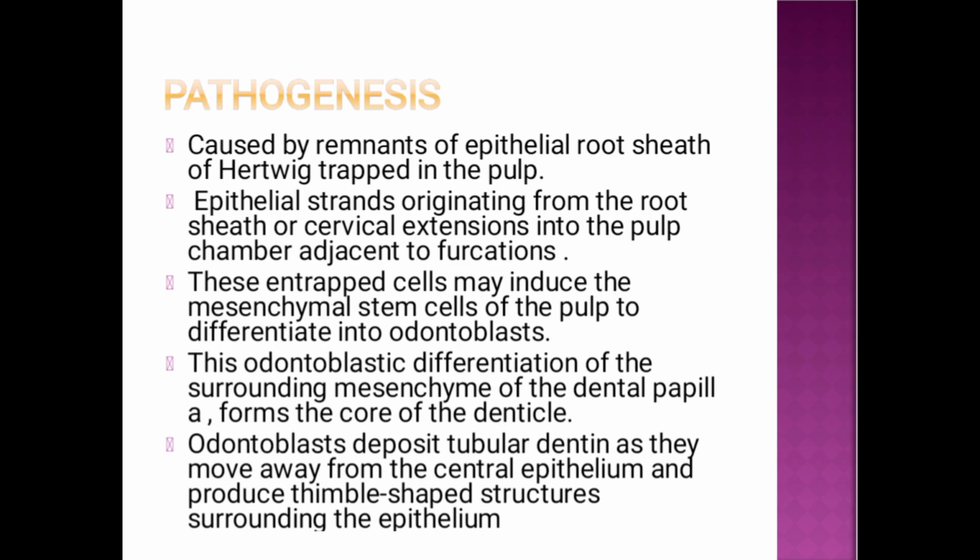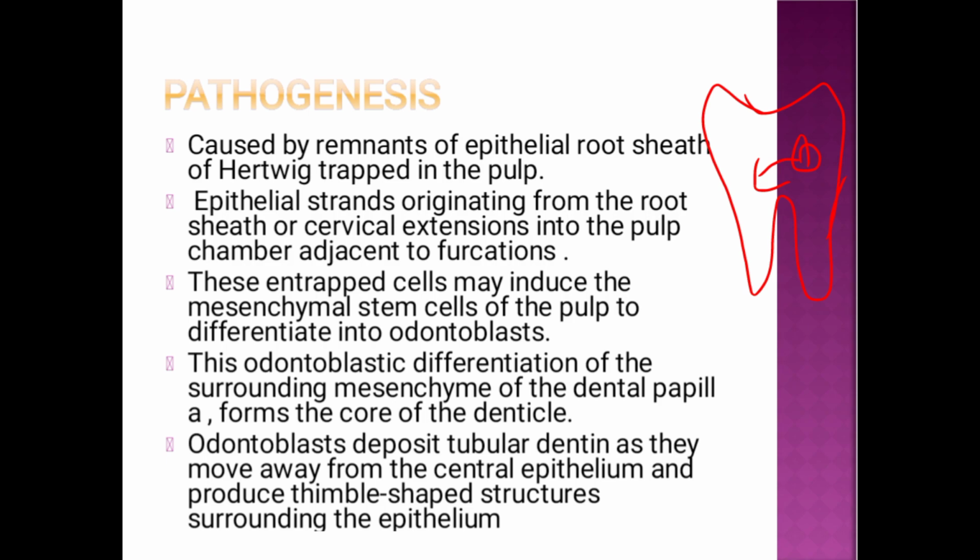Now what happened is that in the pulp some remnants of the epithelial root sheet of Hertwig are trapped in the pulp. Some cells are trapped into the pulp. These epithelial root sheet cells stimulate the mesenchymal stem cells of the pulp to differentiate into odontoblasts.